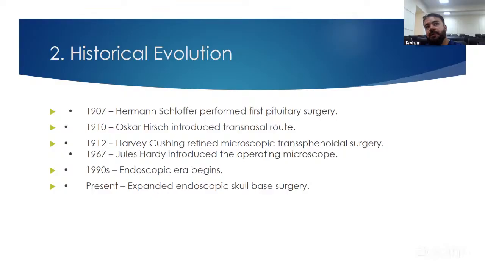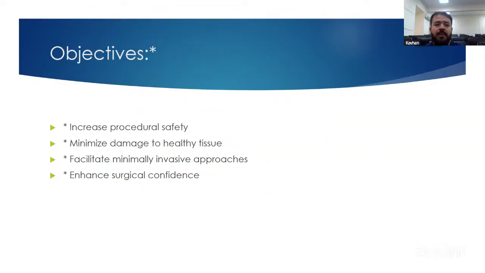And as well, we are having the transorbital and even transpterygoidal approach, which is done nowadays in some advanced neuroscopic setups across the world. Objectives for the endoscopic endonasal transsphenoidal surgery, especially for the surgeon safety and also for the patient safety, which is more prioritized. Increase the procedural safety. There will be minimized tissue damage as well, and that will facilitate a minimal invasive approach and enhance the surgical confidence.